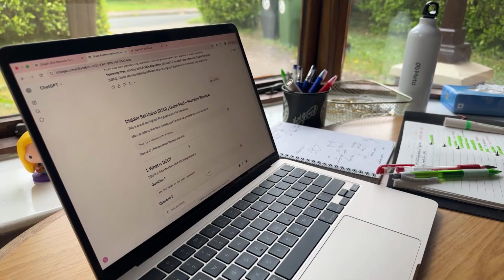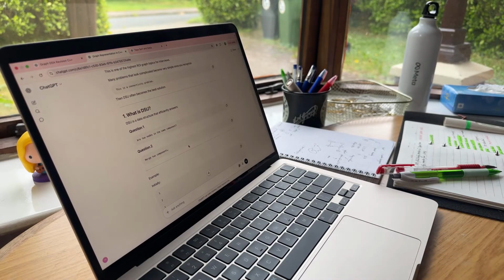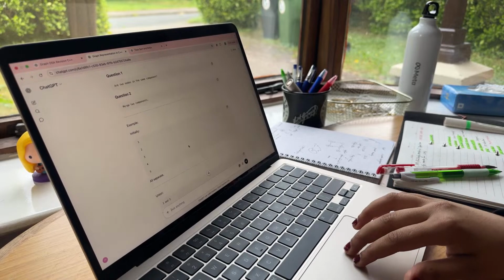Disjoint set union, or union find, is the highest ROI graph topic for interviews. Many problems that look complicated become very simple once you recognize this is a connectivity problem. The DSU often becomes the best solution. DSU is a data structure that effectively answers: are two nodes in the same component, and merge two components.